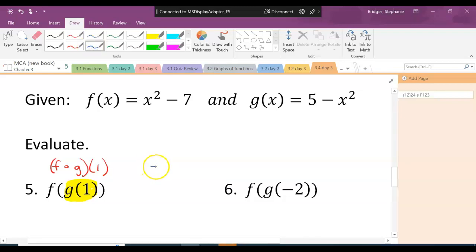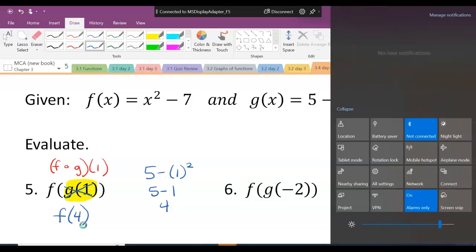So I'm just going to come over to the side. 5 minus 1 squared. What is 1 squared? And 5 minus 1 gives me 4. So what we do now is we take that number, we take away this g of 1, and we find f of 4. Find out what g of 1 is, plug it in, work it out. Whatever that result is, you're going to then plug into the outside function.